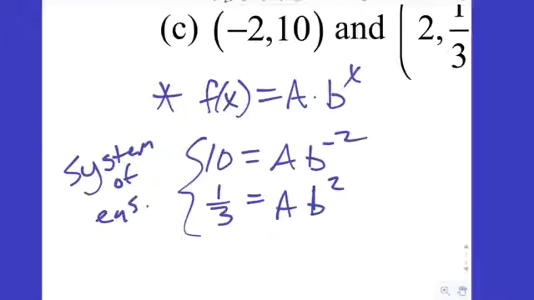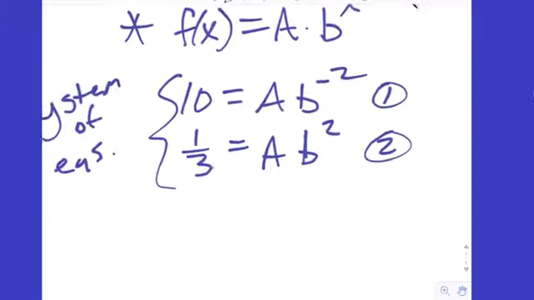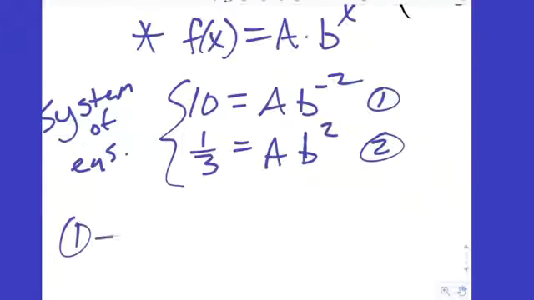Maybe you used augmented matrices. Maybe you did matrix multiplication. Maybe you even did Cramer's rule. Remember all those? Maybe. The way that you're going to solve an exponential system is going to be pretty easy. So I'm going to call the top equation 1 and the bottom equation 2. Okay? What I'm going to do is I'm going to do equation 1 divided by equation 2.